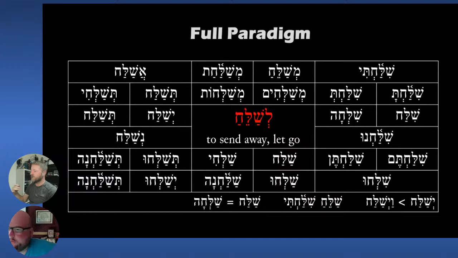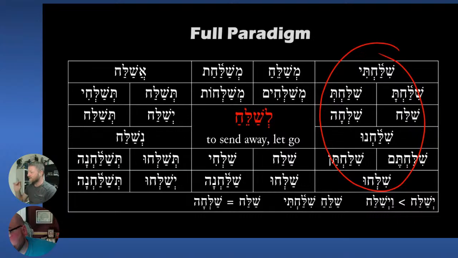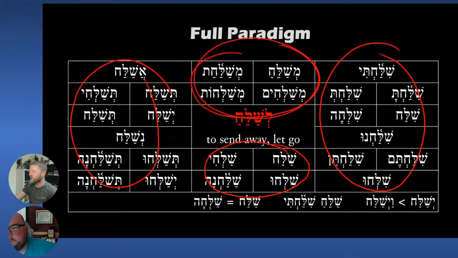So what this should tell us, if we're looking at it just visually and there are no points, is that the past tense is identical in consonants between the kal and the piel. The future, the imperfect, is identical to the kal in the consonants. The imperative is identical to the kal in the consonants, but the participle is different because of the mem prefix. That's kind of problematic if you're reading an unpointed text.